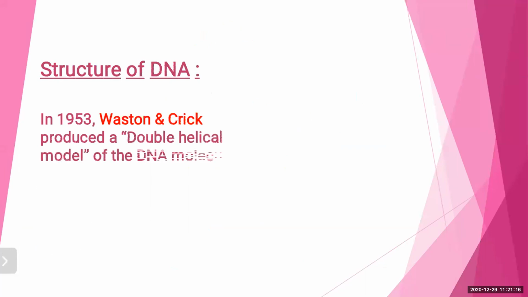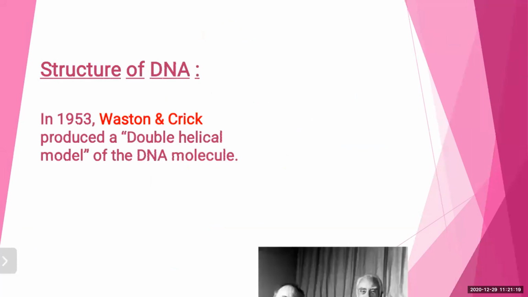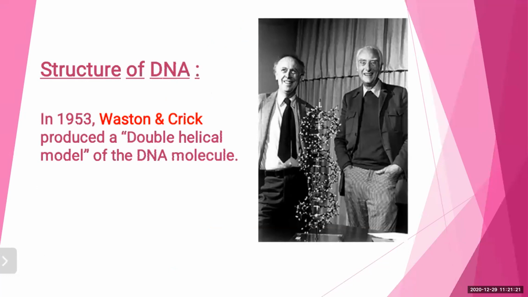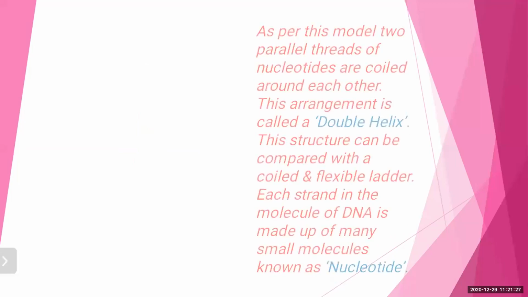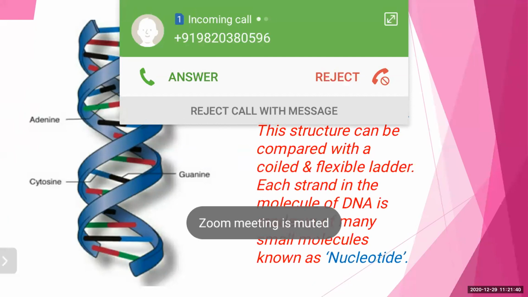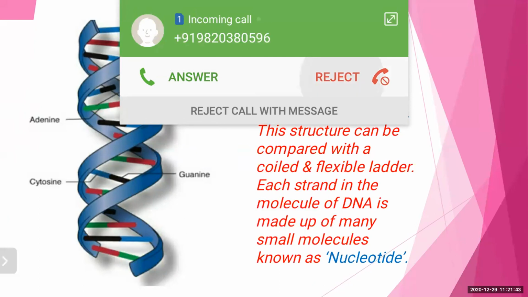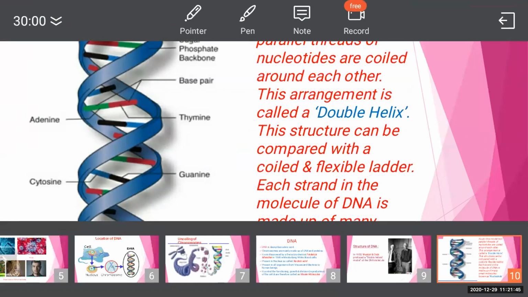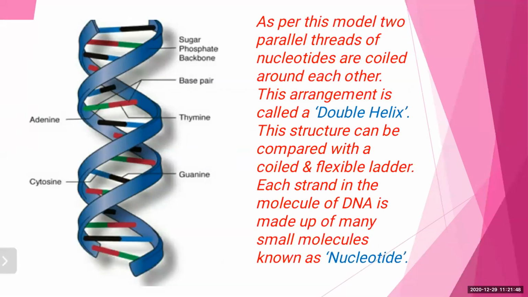Then our study started with the structure of the DNA. It was given by Watson and Crick, and the structure is called the double helical structure of DNA. Right. So we have seen the components of the DNA molecule. It consists of sugar, phosphoric acid, and the nitrogenous bases. Sugar and phosphate form the backbone, while the nitrogenous bases make the strand.